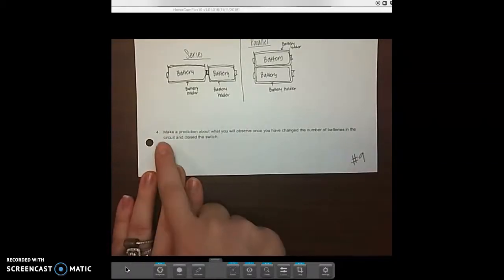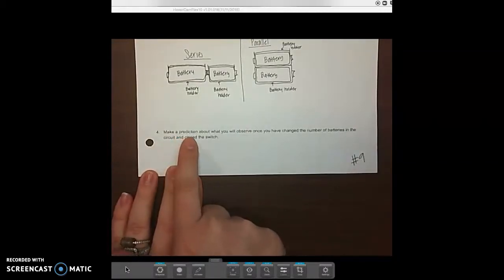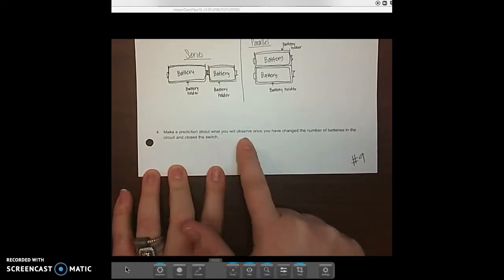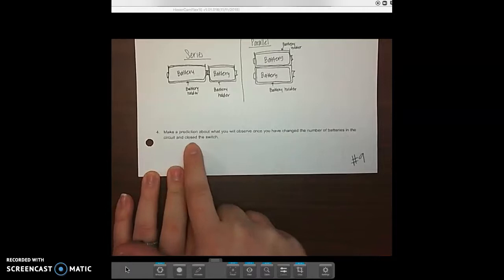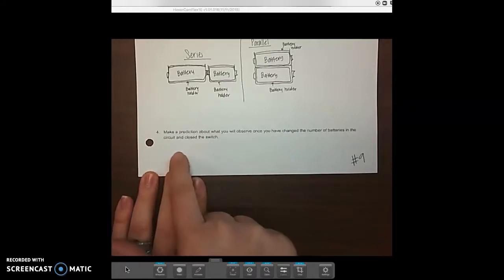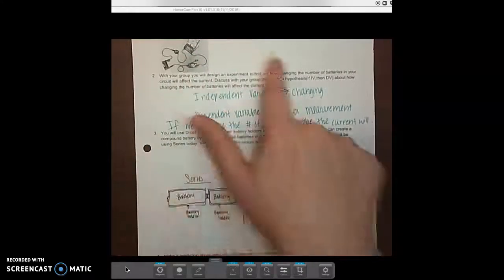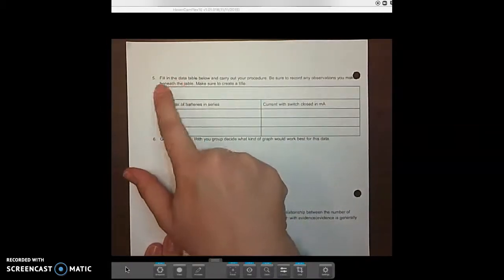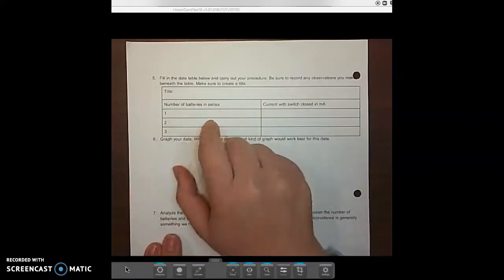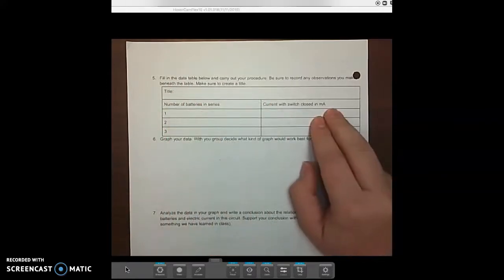Number 4 says, make a prediction about what you will observe once you have changed the number of batteries in the circuit and closed the switch. So we've kind of already done that in number 1 and 2, so you don't have to answer anything in number 4. All right, number 5. We're going to actually fill in the table. So this is a data table. We've learned how to do data tables.